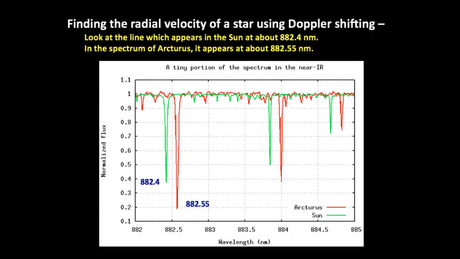You can calculate the speed at which a star is moving away from us using Doppler shifting. In this graphic, the spectrum of Arcturus is compared to that of the Sun. You can see that Arcturus's spectrum has been shifted to the right. We can use the amount of this shift, and a bit of math, to calculate the speed at which we are moving apart.